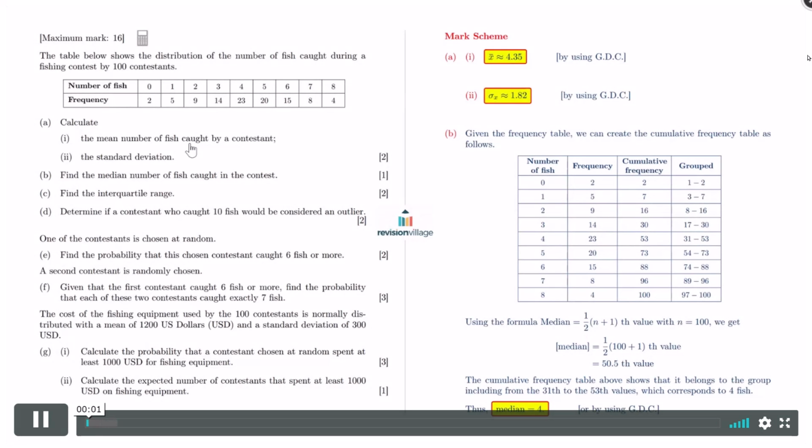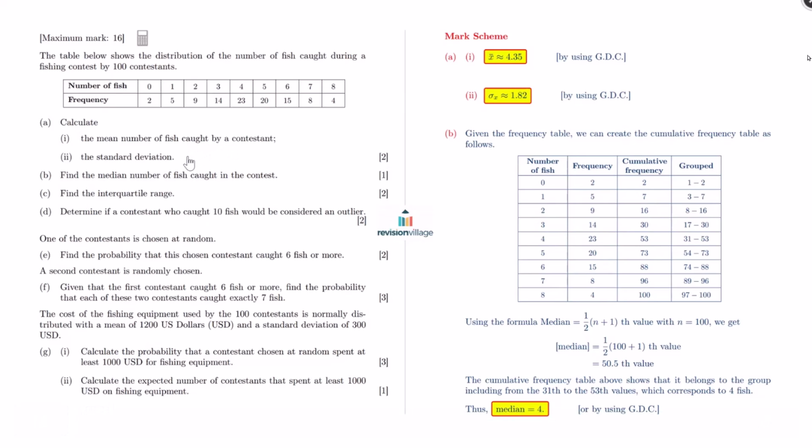Part A has two parts. We are asked to find the mean number of fish caught by a contestant and the standard deviation. Okay, so we have a table of data here that represents the number of fish caught by each contestant out of 100 contestants in a fishing competition.